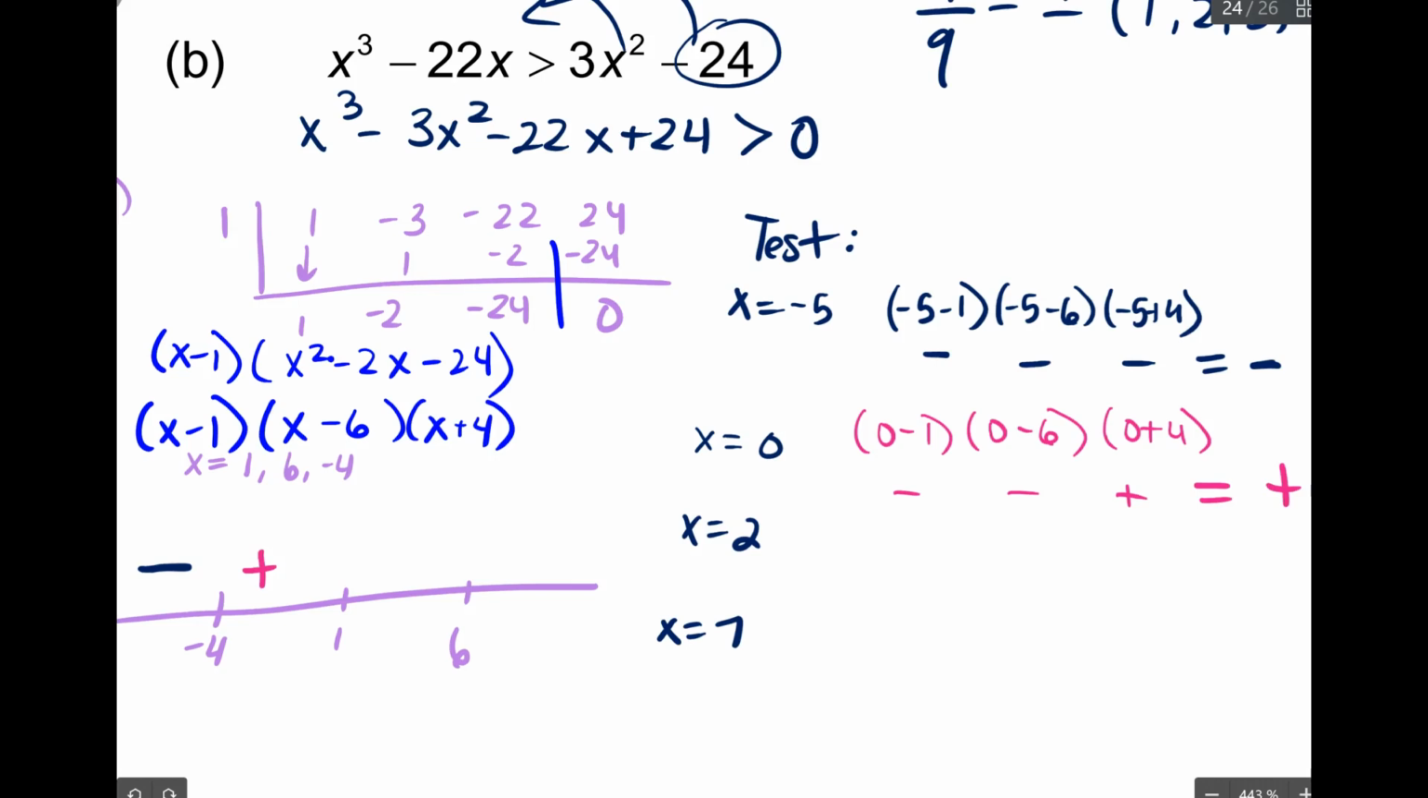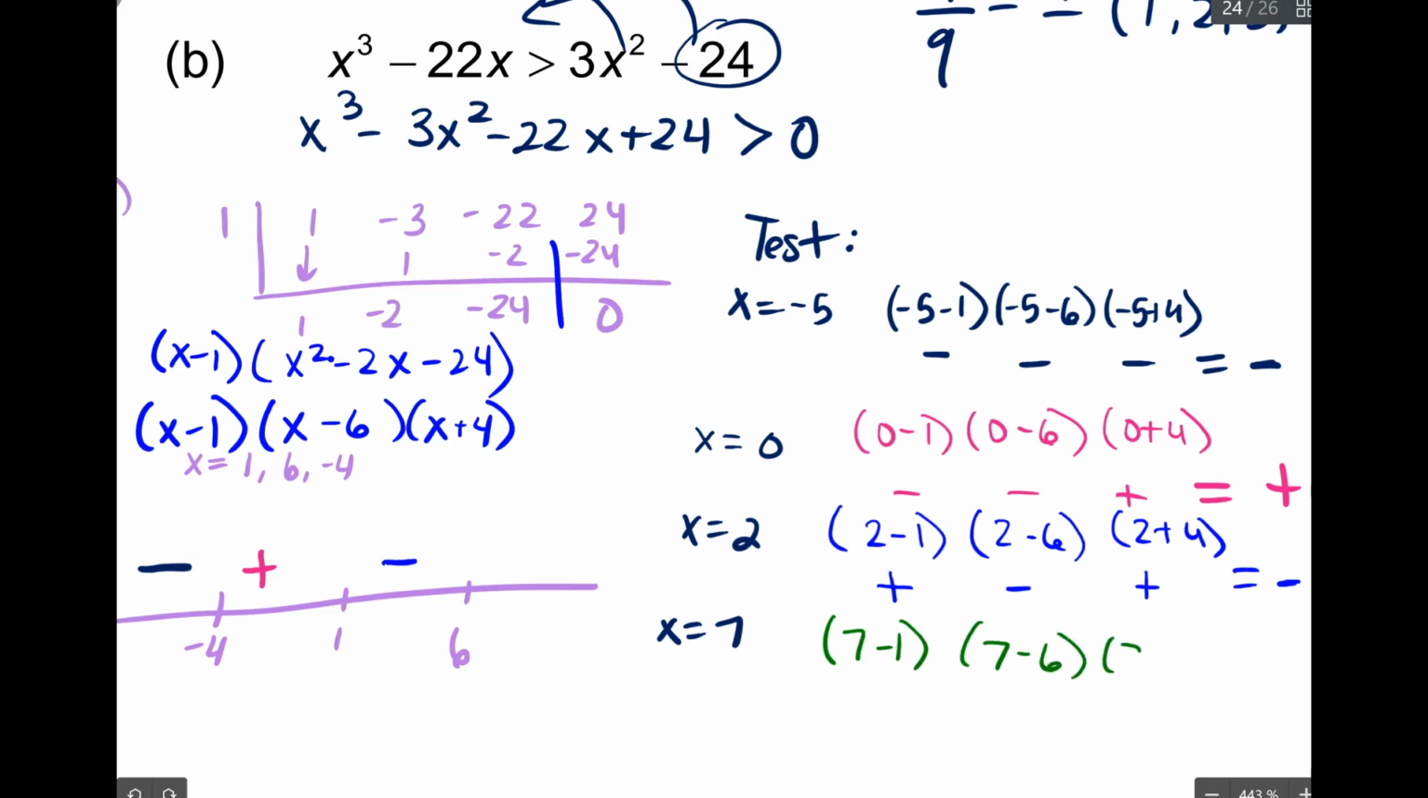Let's try 2. So I have 2 minus 1, 2 minus 6, and 2 plus 4. So 2 minus 1, well, it's positive. This one's negative. This is positive. Okay, so that's negative. And last one, I have 7 minus 1, 7 minus 6, and 7 plus 4. Okay, so clearly all these values are positive.